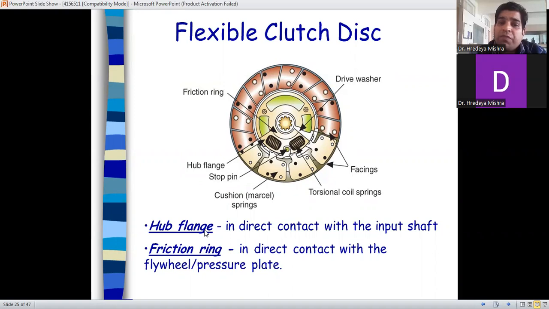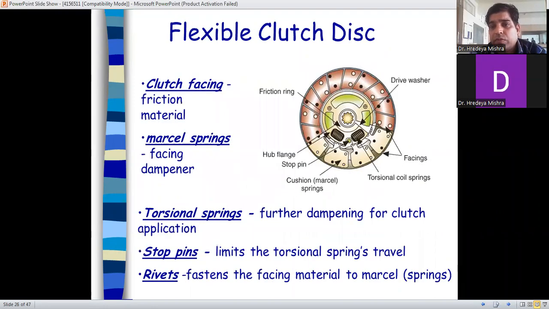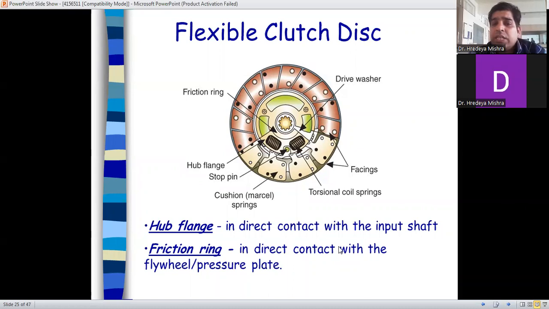Okay, hub flange. What is the hub flange? See here, there is a hub flange. The main things here are the hub flange and the friction ring. The friction ring connects in the direction of the flywheel and pressure plate, and the flange hub is in the opposite direction. So both are in opposite directions.